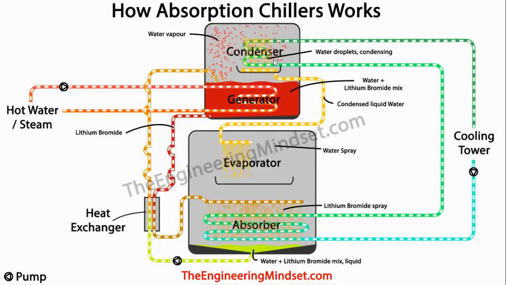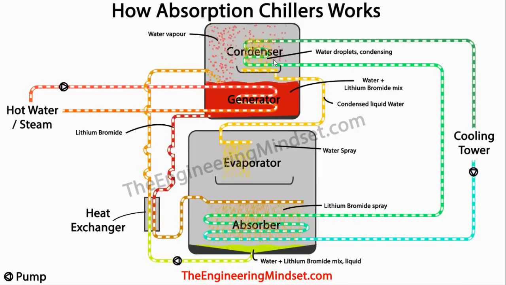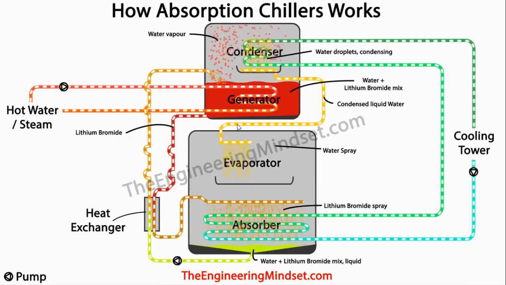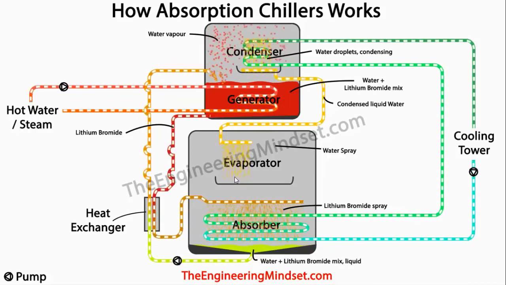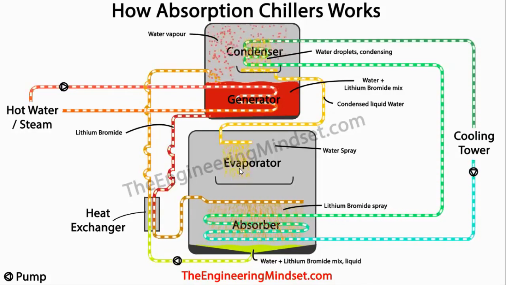Once it collects in the tray, it will start to flow down to the evaporator and will be sprayed into the chamber. The amount of water that can flow is restricted by a small orifice in this pipe. Now the evaporator, as we mentioned earlier, is at a very low pressure. It's almost near a vacuum condition.